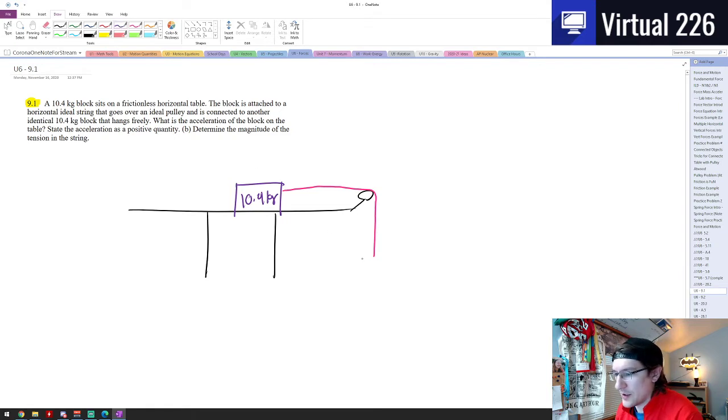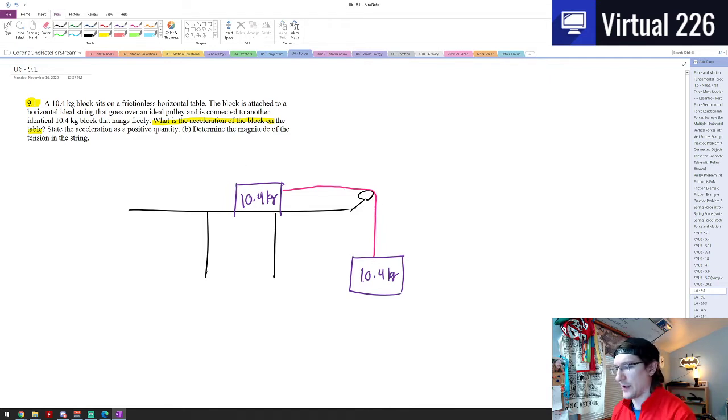And down here, there is another block that it's hung to. And this is also 10.4 kilograms, and it's just hanging there. Okay. What we're looking for is what is the acceleration of the block on the table. Now, kind of neat point about this is the acceleration of the block on the table is also going to be the acceleration of the block out here, which is falling down because they're connected rigidly. And we're also looking for the tension in the string.